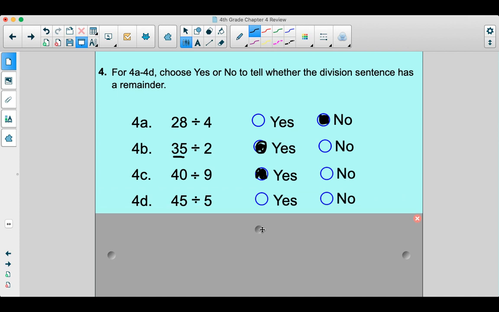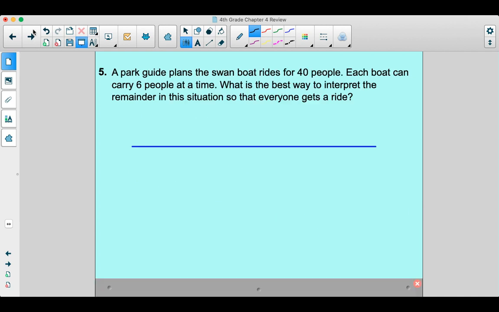All right, 45 divided by 5. Nice. This one has a 5, and this number has a 5 in the ones place. So I know that there will not be a remainder. No remainder here. Easy peasy lemon squeezy. All right, is that it? Yep. Okay, on to the next.